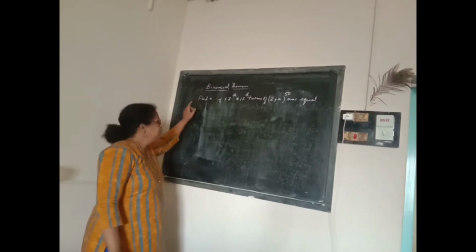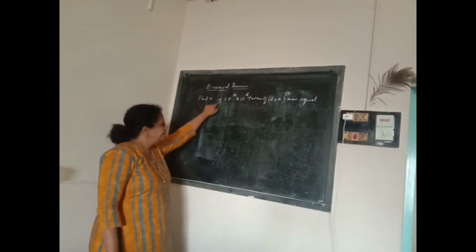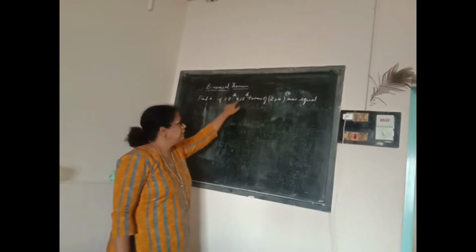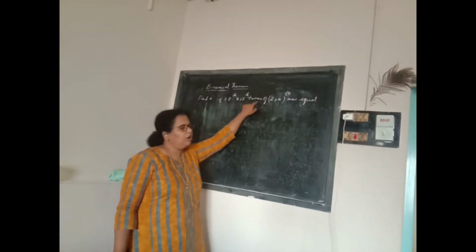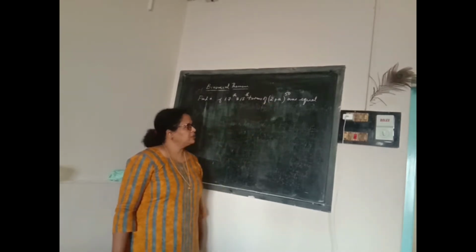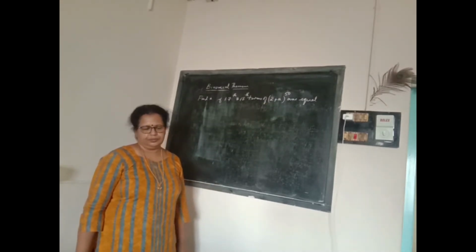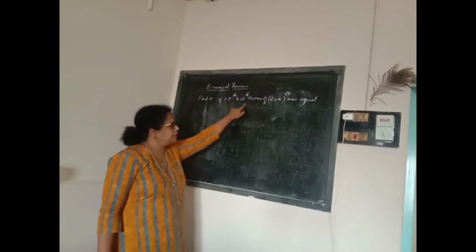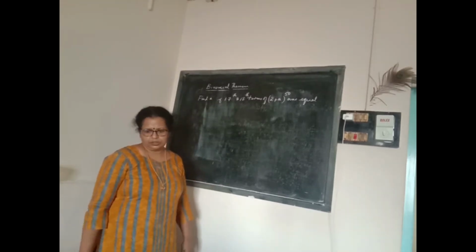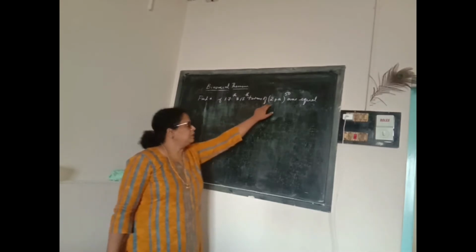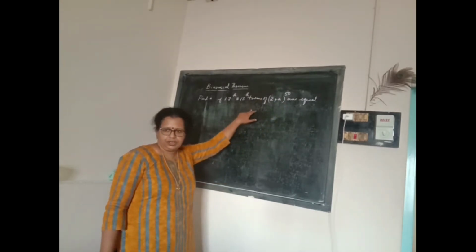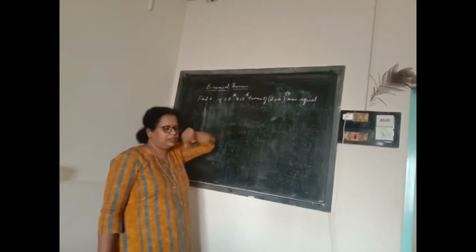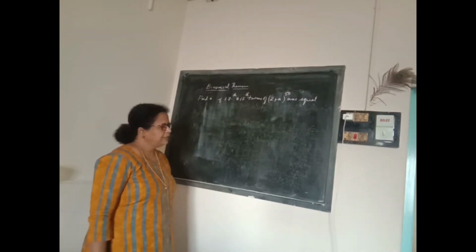Binomial theorem, continued. Note down the question: find a if the 17th and 18th terms of (2 + a)^50 are equal. We have to find a. As it is (2 + a) raised to 50, there will be 51 terms. Of those 51 terms, the 17th and 18th terms are equal, and we have to find a.